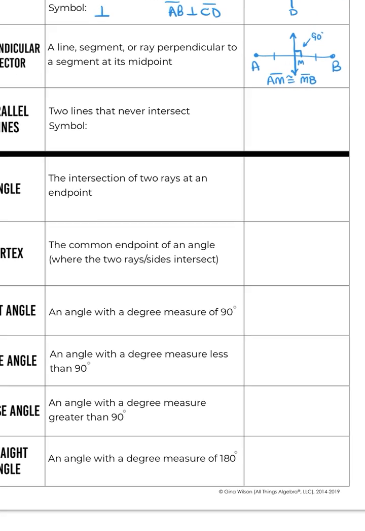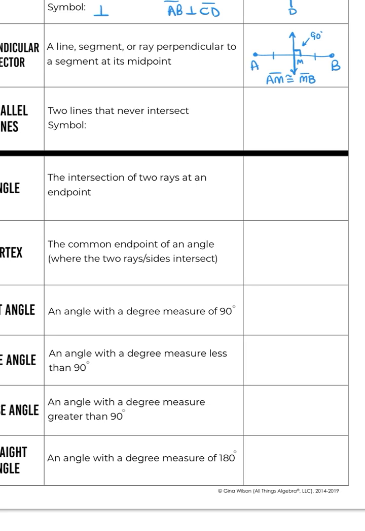Okay, parallel lines are two lines that never intersect. It has a special symbol too. It looks like two lines just next to each other that never intersect. So if I have A and B and C and D, and these have to be lines, not line segments. I guess they could be line segments. We would say AB is parallel to CD.